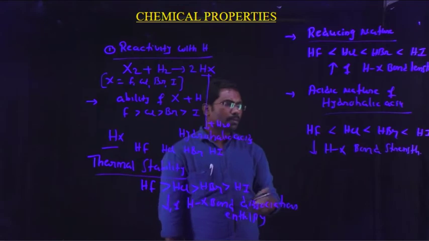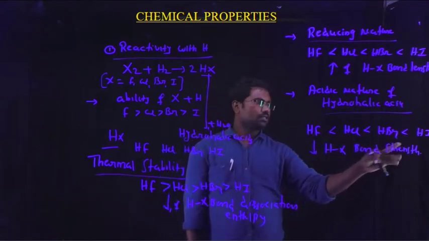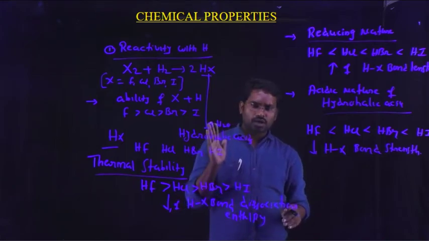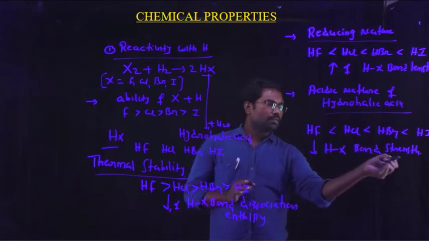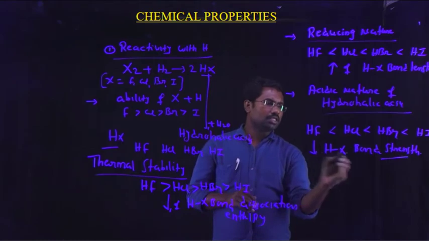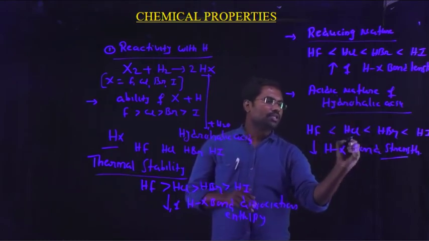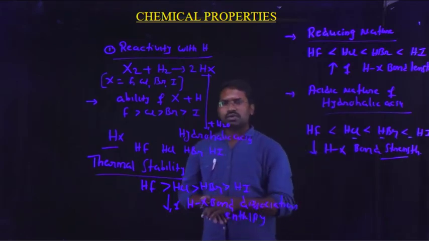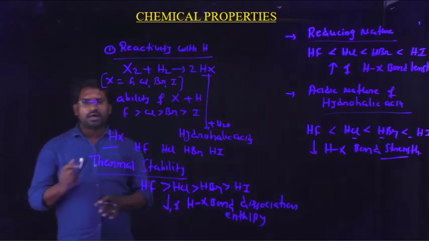Is it clear? From fluorine to iodine, atomic number increases, and automatically atomic size also increases. There is a large distance between the nucleus and valence shell, therefore the bond strength automatically decreases. With the decreasing of HX bond strength, the acidic nature of these hydrohalic acids increases. So this is the first chemical property of the halogens, that is, reaction with hydrogen.